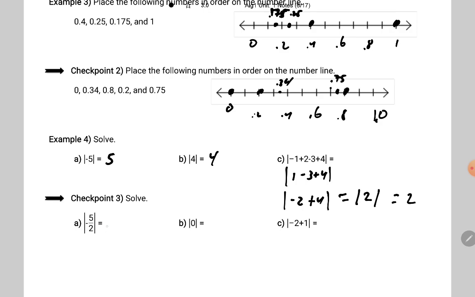Alright, so if we have a fraction, it'll still be that fraction. Just the distance away from 0. So part B, absolute value of 0 is 0. C, the distance between -1 and 0 is 1. So your answer is always positive. It can never be negative because we measure distance positive.